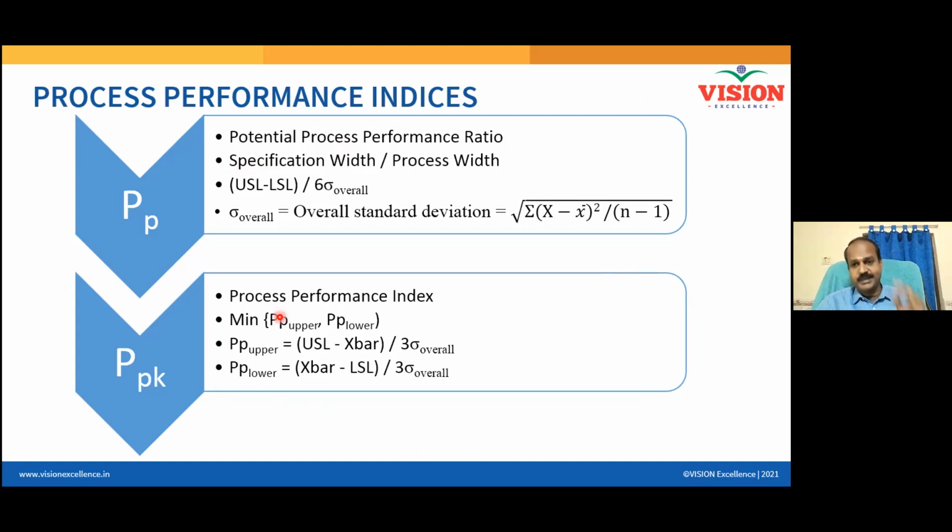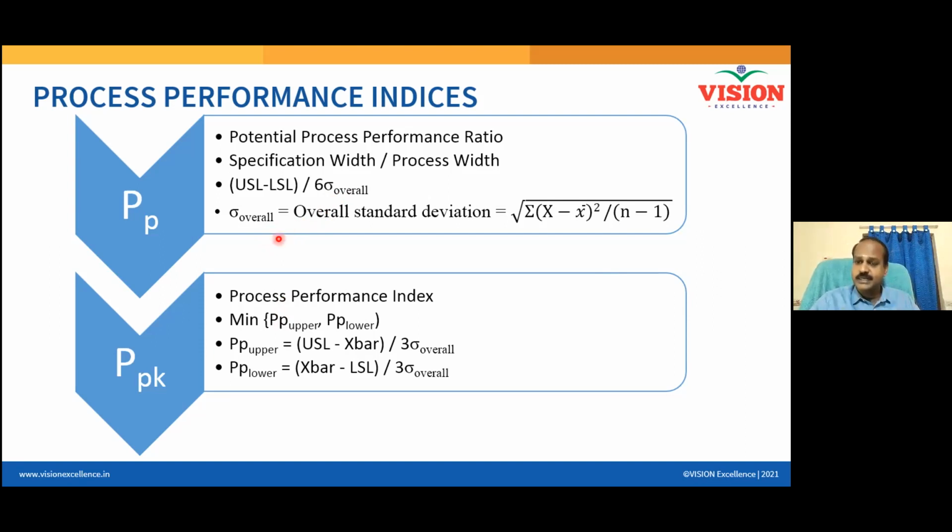How do Pp and Ppk differ from Cp and Cpk in the formula? What is the formula for sigma? Earlier, we used R bar by d2. R bar by d2 is within batch variation. And so the capability was called within capability. But now, same formula, but in place of that sigma, I will use the overall standard deviation.